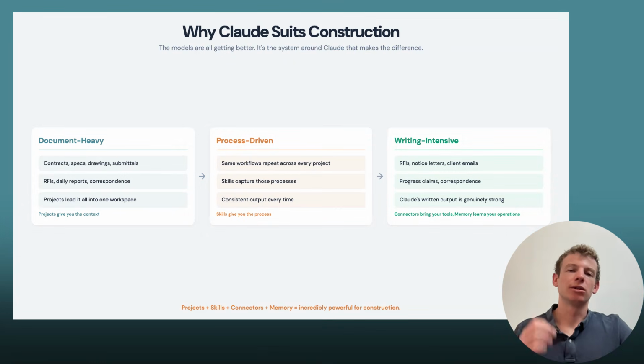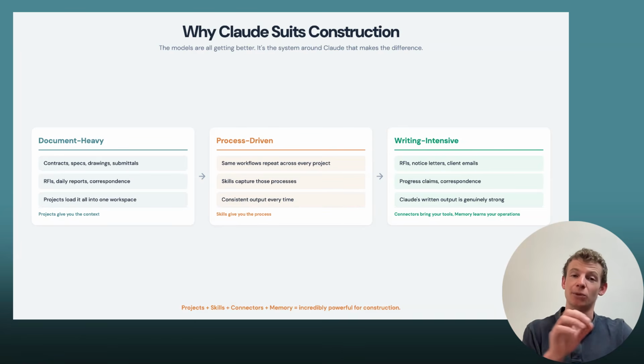So why is Claude so good for construction? Because there's a lot of good AI models out there like ChatGPT and Gemini and Grok, and the underlying models are all getting better. But what makes Claude stand out for construction isn't just the model itself, it's the system they built around it. Construction is document heavy. There's lots of contracts, specs, drawings, submittals, RFIs, data reports, correspondence, and the project system lets you load a lot of that into one workspace that you can reference each time.